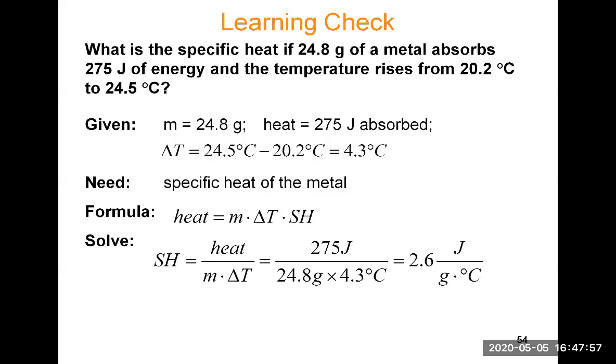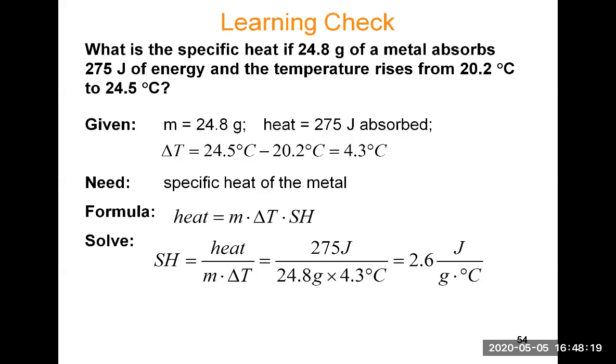So 2 sig figs, so we keep the 2.5. What comes after the 5 is a 7, so we need to round up. And so the 5 will become a 6. And so we round this to 2.6. And all units stay, so it's joules per gram and per degree Celsius.